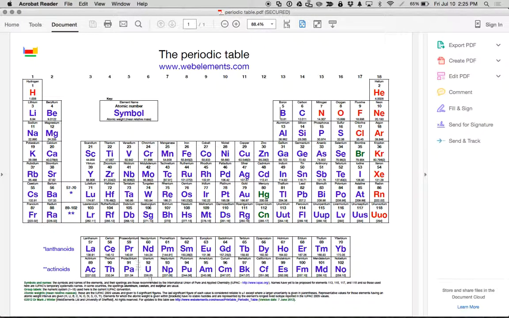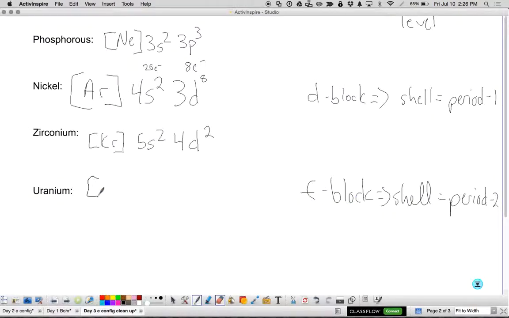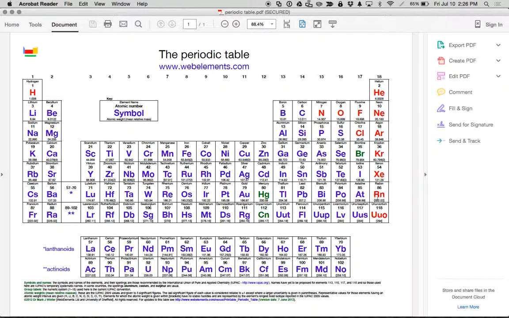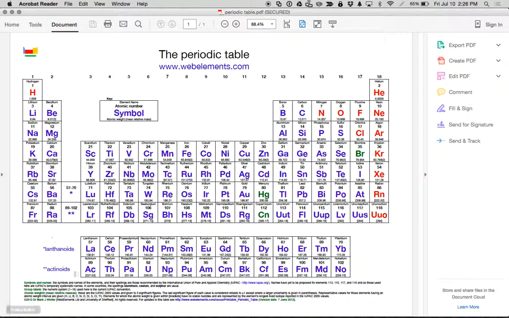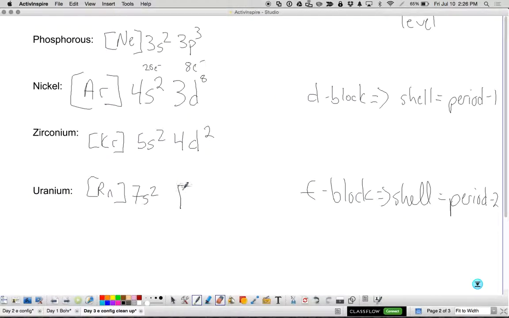So uranium, that's a big one, okay? The noble gas before uranium is actually radon. So that'd be Rn. And then after Rn, you go down here to the 1, 2, 3, 4, 5, 6, 7th period. So that's 7s2. And then we go down to the F block and we count over 1, 2, 3, 4. So this is F4. And for the F block, the shell is period minus 2. Well, it's the 7th period, so this is 5f4.